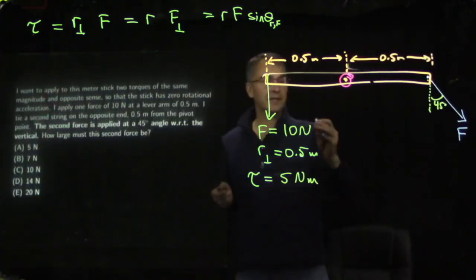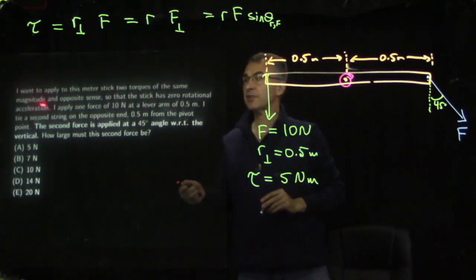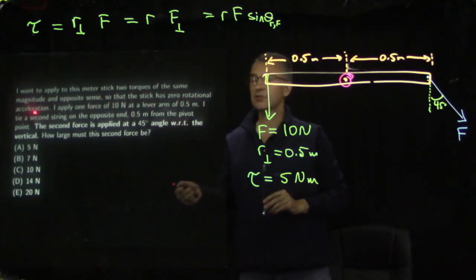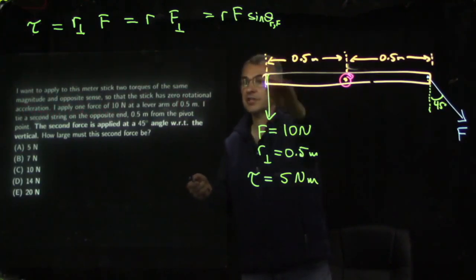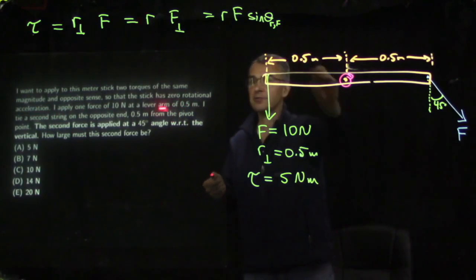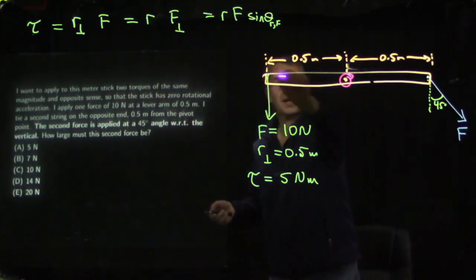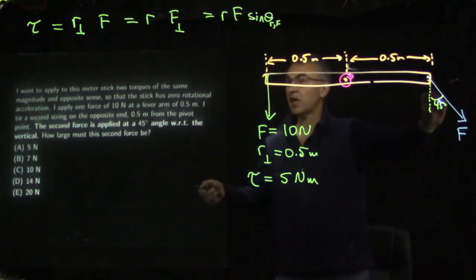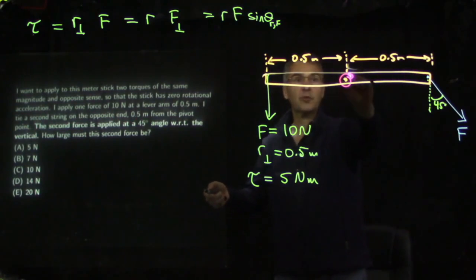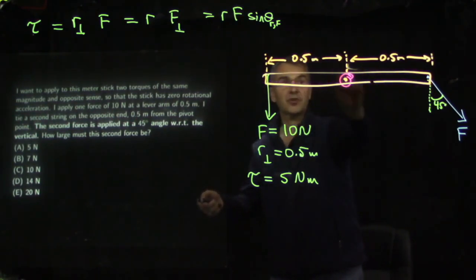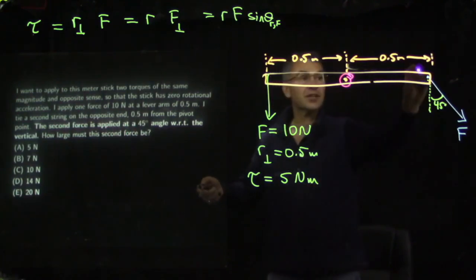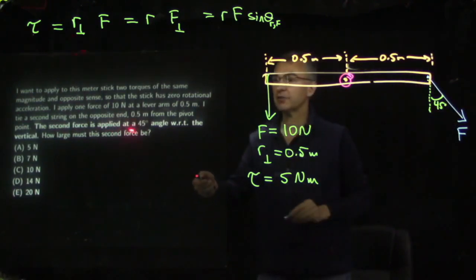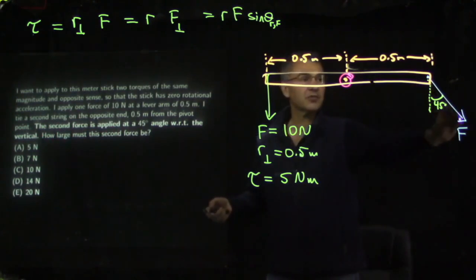So I want to apply to this meter stick two torques of the same magnitude in opposite sense so that the meter stick has zero rotational acceleration. I apply one force of 10 newtons at a lever arm of a half meter. So this is a vertical force of 10 newtons at a horizontal lever arm of a half meter. I tie a second string on the opposite end, a half meter from the pivot point. The pivot point is in the middle here, so this is a half meter horizontally, this is a half meter horizontally. But now the second force is applied at an angle which is 45 degrees away from the vertical. How large must this second force be?